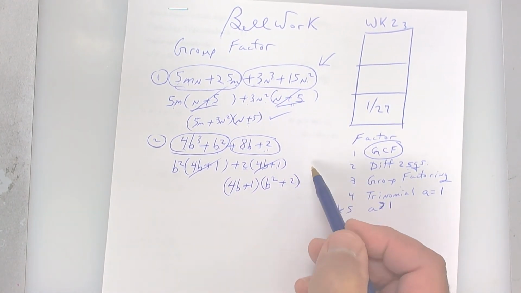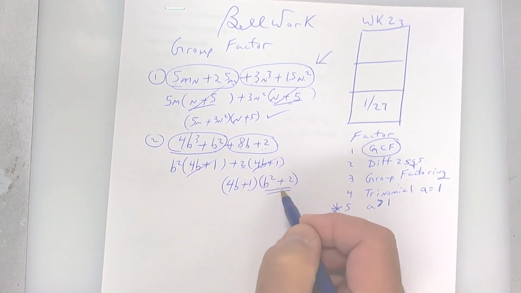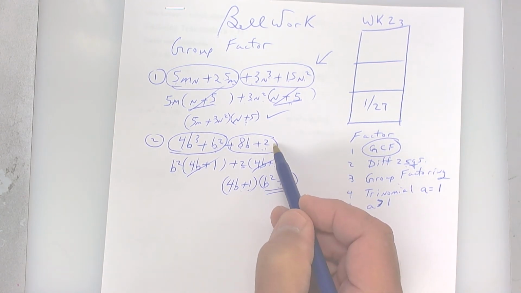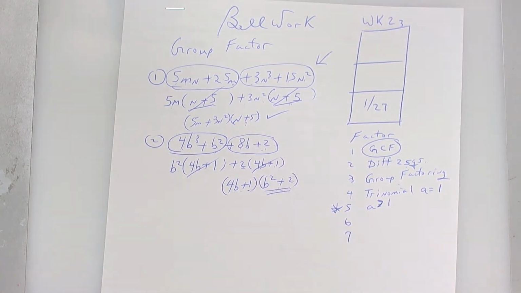Sometimes when you group factor, you can even break down one of these further. It might be the difference of 2 squares, okay? So just keep that in mind. Just because you factor one way doesn't mean you can't do it a different way. All right, anyway, that is today's bell work.